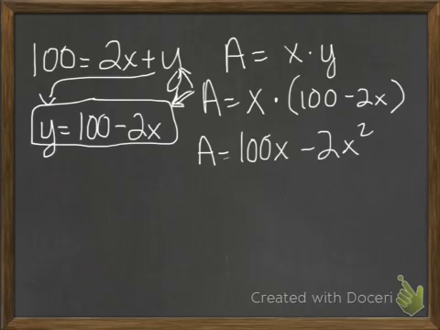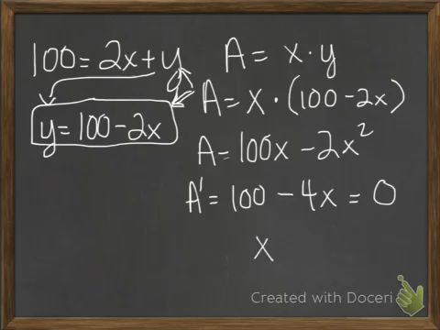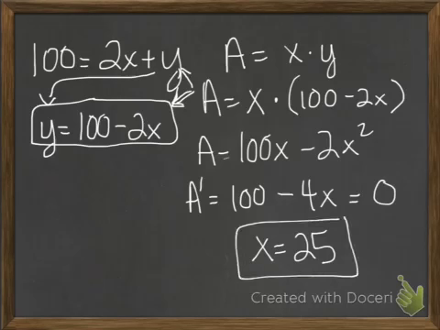Now, of course, we're going to have to take the derivative of this. So A prime will be 100, since the derivative of 100x is 100, minus 4x, the derivative of 2x squared. Now we're going to set this equal to 0 because we need the critical values, because we need x, and x is one of the sides of the fence. So we're going to set this equal to 0, and we know eventually that x is 25. So we have our x.